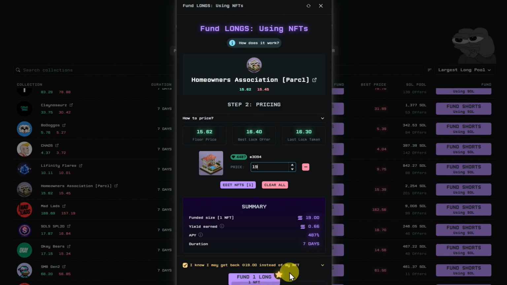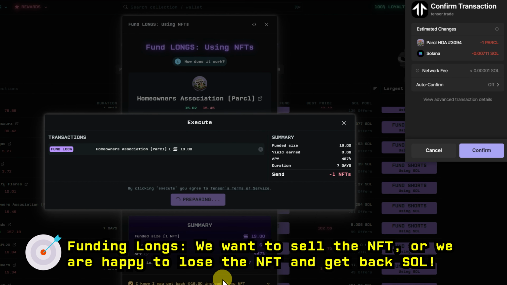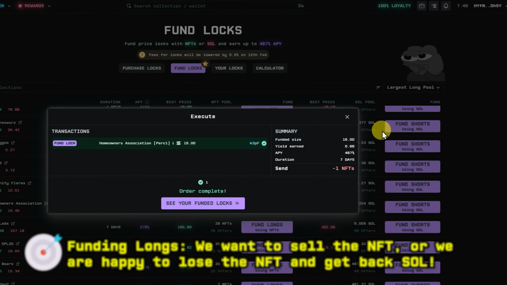19. Down here, I know I may get back 19 SOL instead of my NFT. Fund 1 long, and during this time, the NFT cannot be listed for sale. It's locked by Tensor. Confirm, and we're good here.